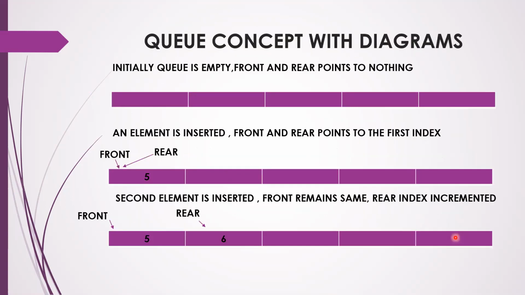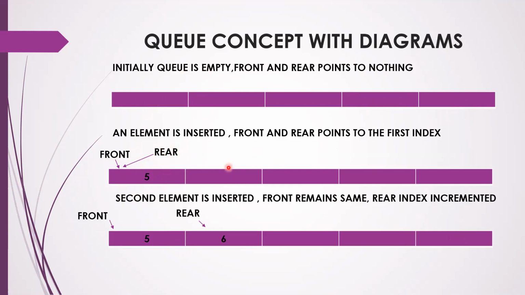Always remember this diagram. Initially the queue is empty. Now we are implementing using array. So this is an array. So this array is empty and front and rear will point to nothing. But after insertion of one element, front and rear will point to that element. So if we are inserting the first element, it will point to that. Now insertion always occurs at the rear end.